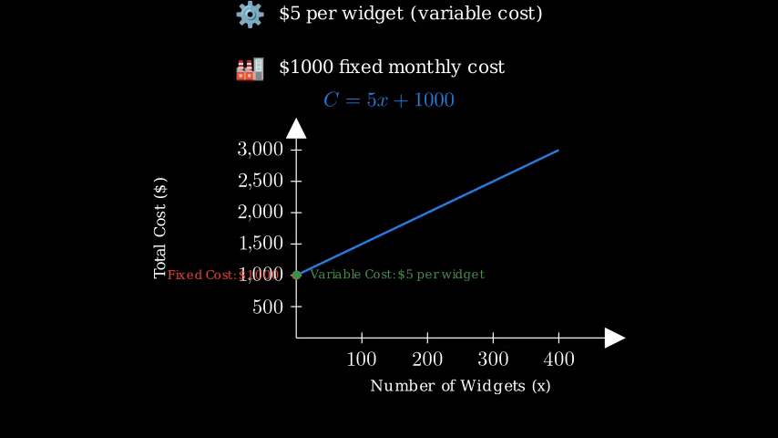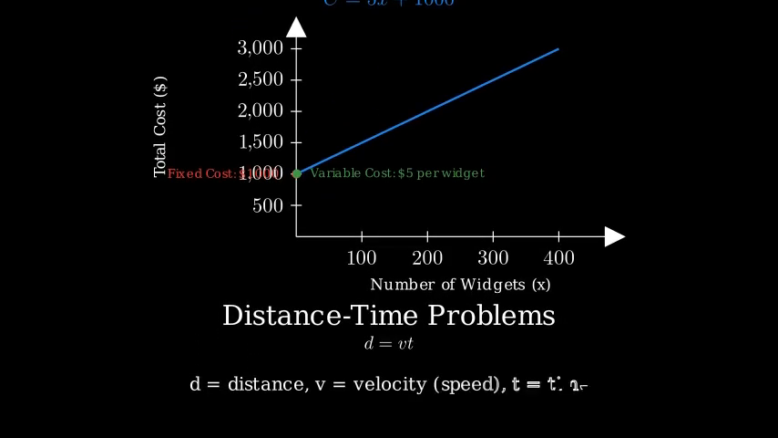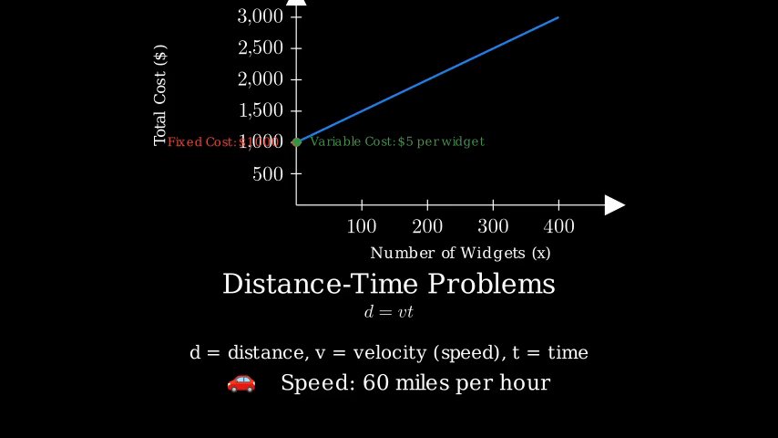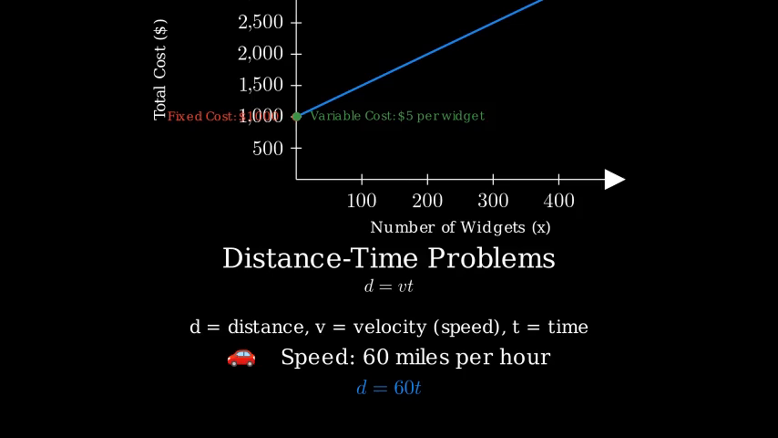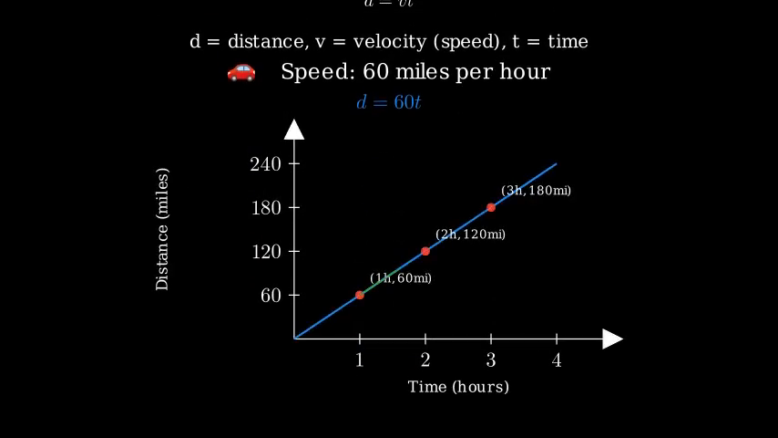Another common application is in distance-time problems. The relationship between distance and time for an object moving at constant speed can be represented by the equation d equals vt, where d is the distance traveled, v is the velocity or speed, and t is the time. Let's say a car travels at a constant speed of 60 miles per hour. The distance function would be d equals 60t, where d is in miles and t is in hours. Here's the graph of this distance function. The slope of this line is 60, which represents the car's speed. After 1 hour, the car has traveled 60 miles. After 2 hours, it has traveled 120 miles, and so on.